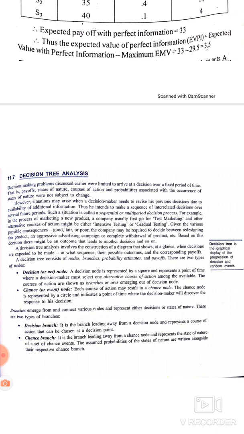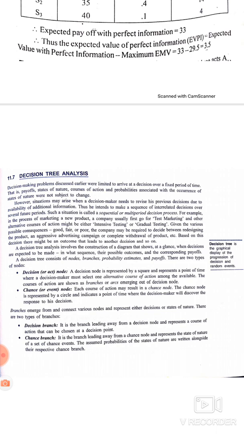A decision node is represented by a square and represents a point of time where a decision maker must select one alternative course of action among the available courses of action. And the chance or event node: each course of action may result in a chance node, and the chance node is represented by a circle and indicates a point of time where the decision maker will discover the response to his decision.